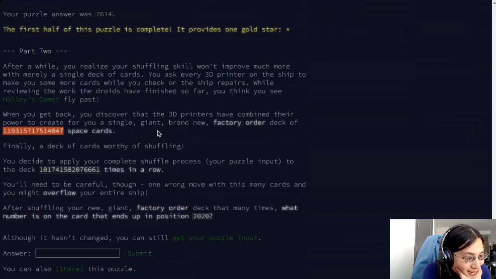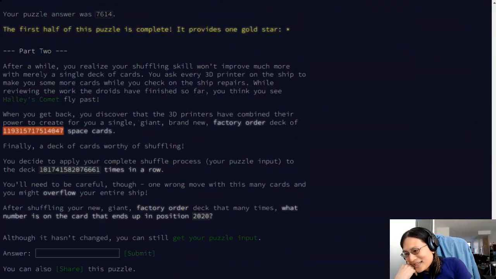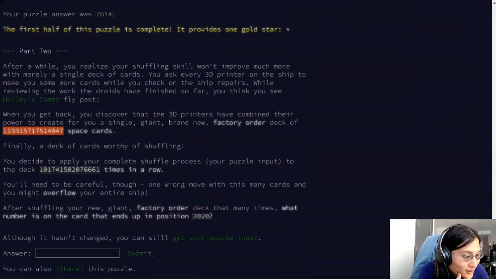Oh dear goodness. Oh my god. Okay. Now I need to keep track of ranges rather than keeping track of individual cards, because that's clearly not going to work otherwise. And I also need to look for repeating patterns, because otherwise this will run us out of memory very quickly. Great.